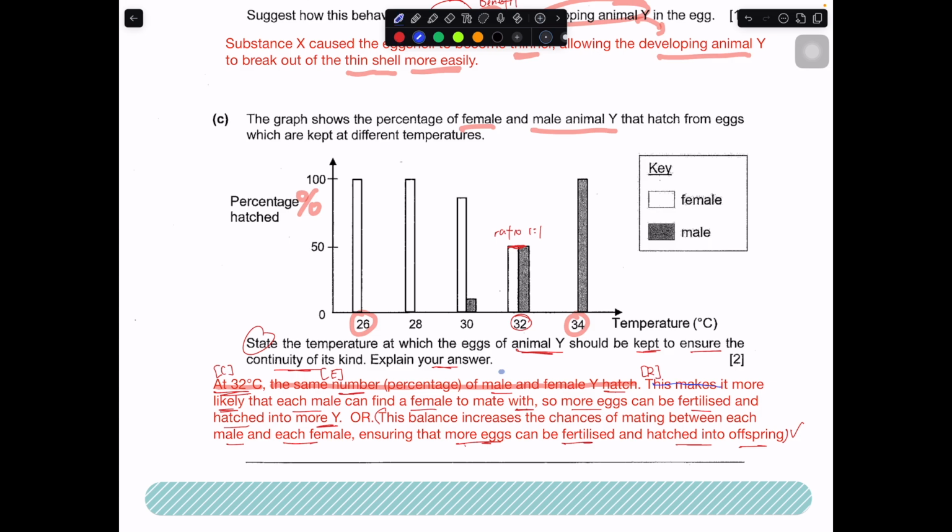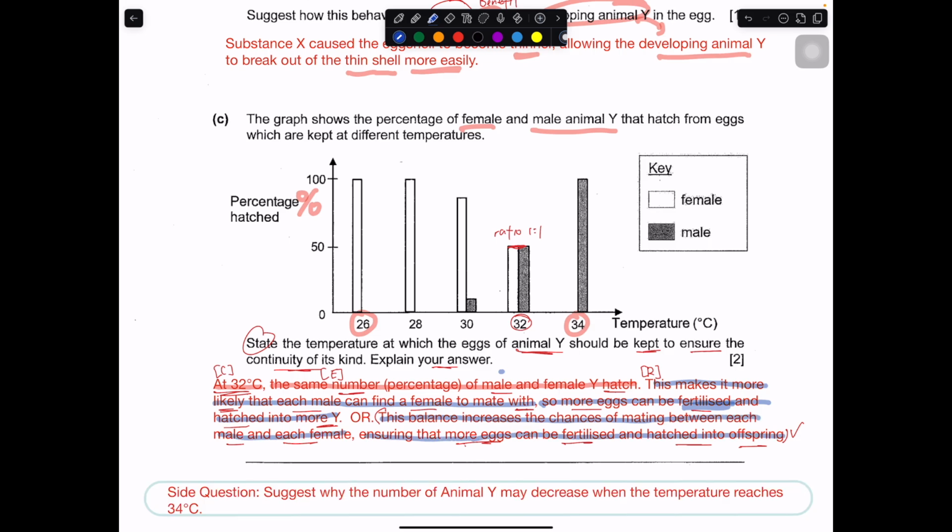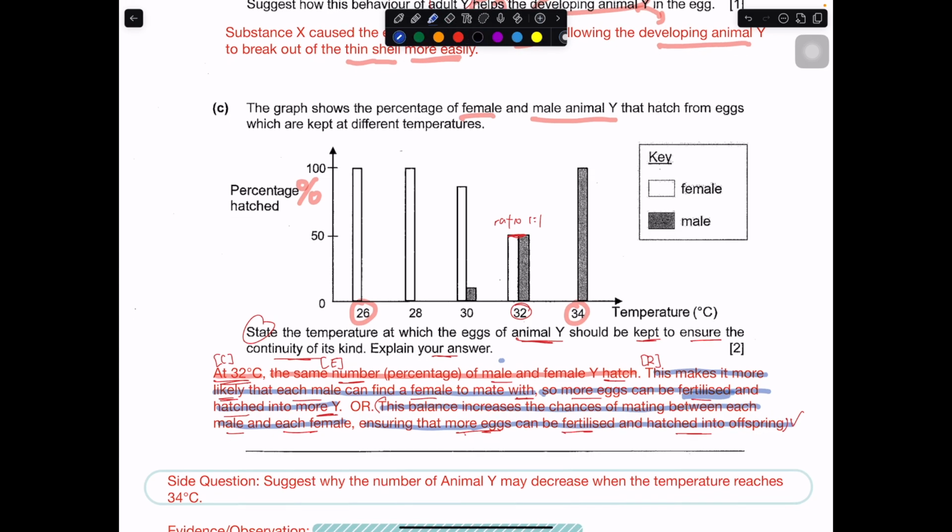The reasoning can be this one: make it more likely that each male can find a female to mate with, so more eggs can be fertilized and hatched into more Y. The word fertilized is a keyword here. Or another reasoning is: this balance increases the mating between each male and each female, ensuring more eggs can be fertilized and hatched into offspring. So these are two ways. The word offspring, or hatch into more offspring, already directly answers this question. Ensuring continuity of its own kind means having more offspring.